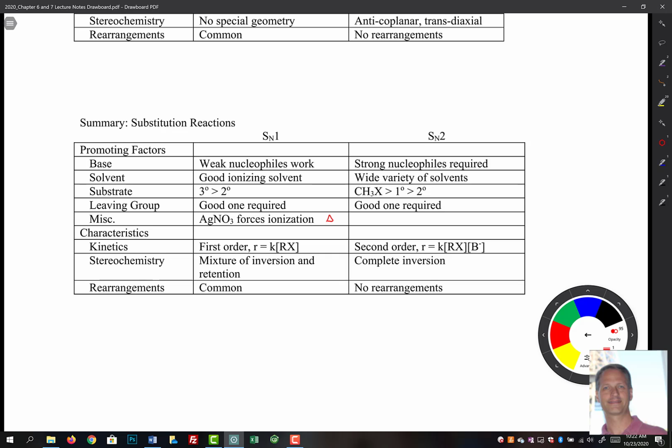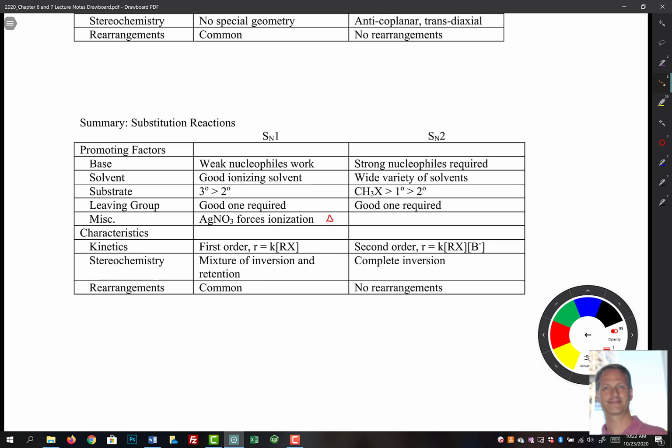The kinetics are listed here, right? First order and second order. The stereochemistry, we get a mixture of inversion and retention with this. And for SN2, complete inversion. Rearrangements, common for SN1, not possible for SN2.